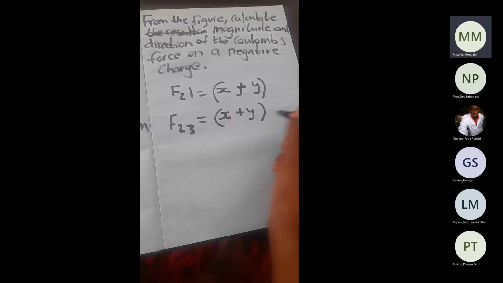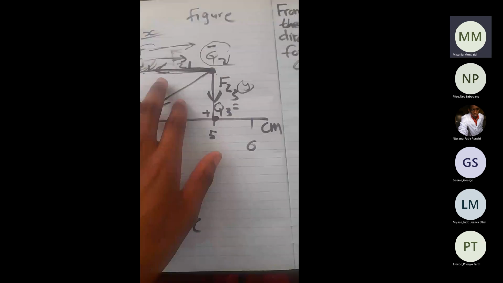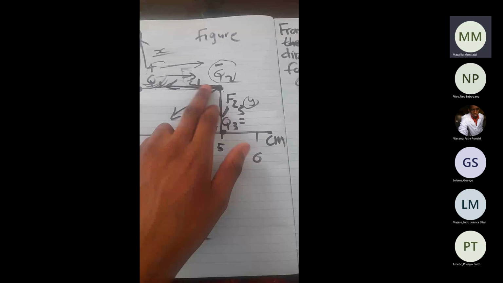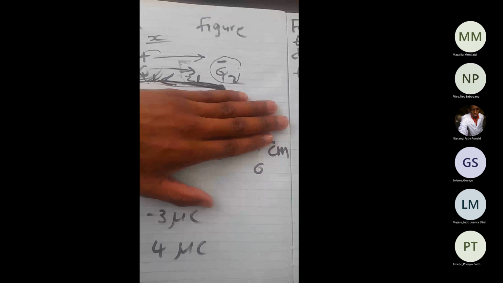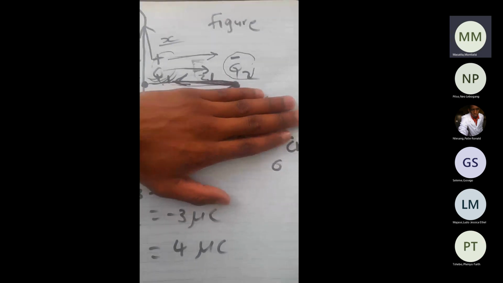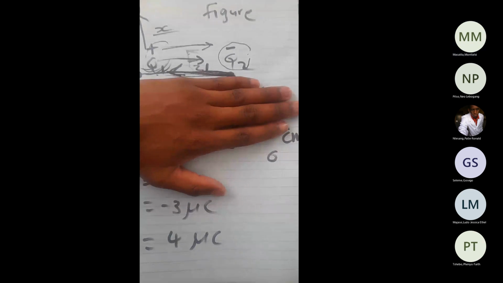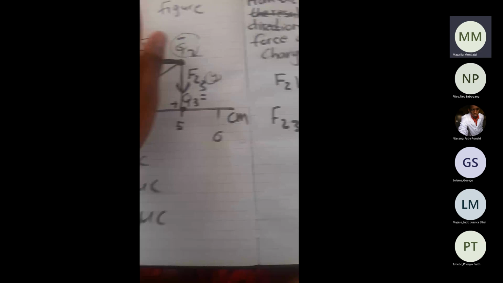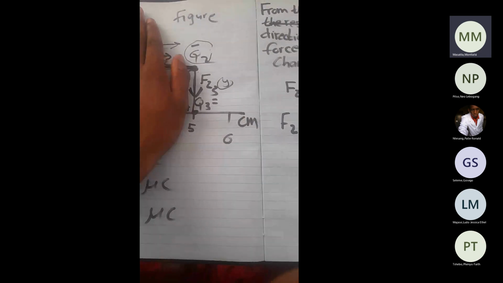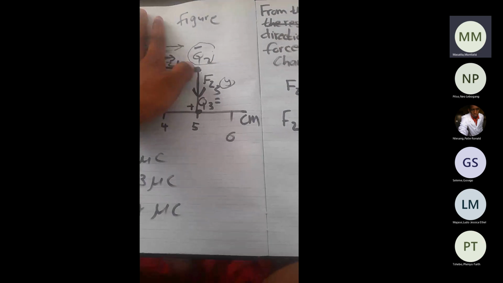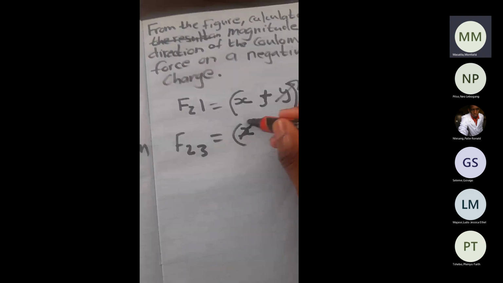But because we can see that the force on 2 due to 1 is just linear, it's just along x. So here we just cancel our y. You know that there's no y. When you look at the force on 2 due to 3, it's just a y. There is no x, so we can just cancel the x.